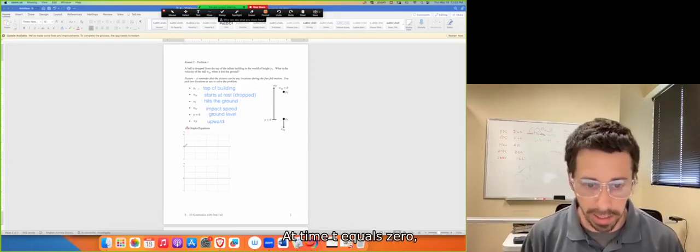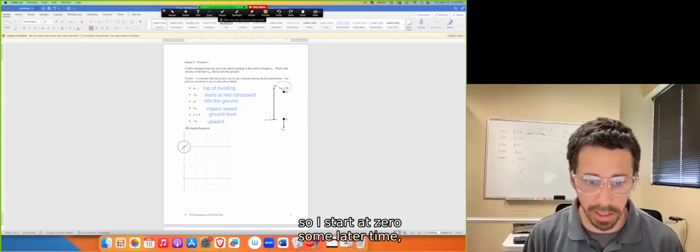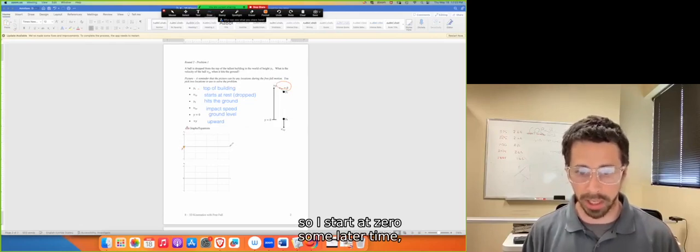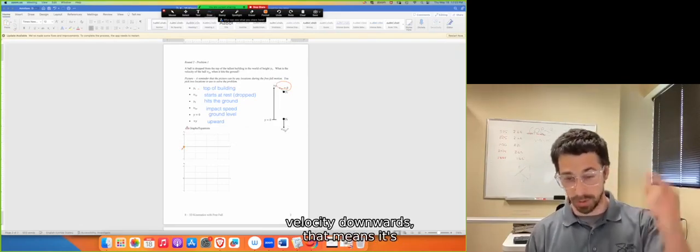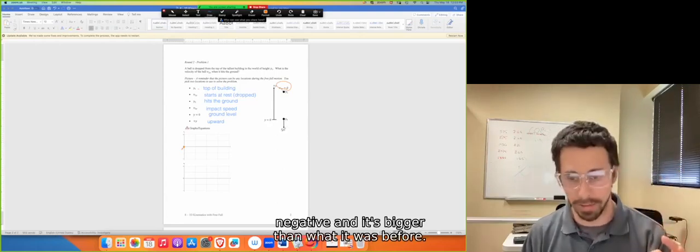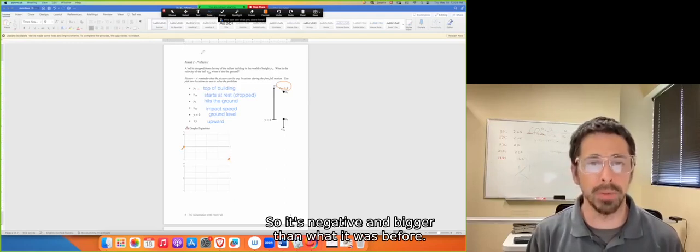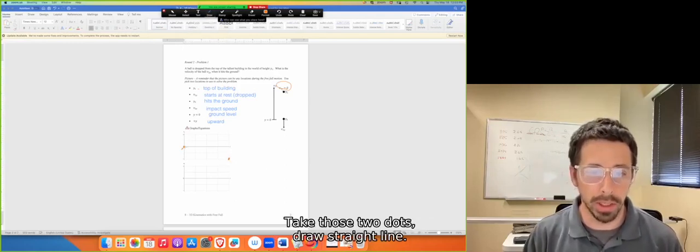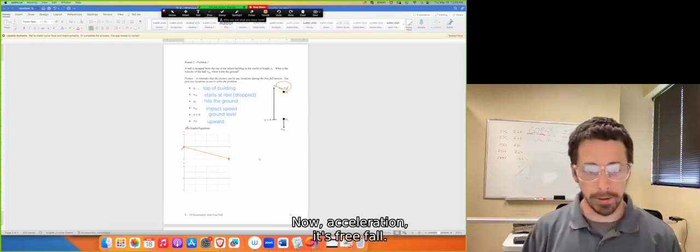Velocity. At time t equals 0, my velocity is 0. So I start at 0. Some later time, I always choose the farthest, I have a velocity that is downwards. Velocity downwards means it's negative, and it's bigger than what it was before. Take those 2 dots, draw a straight line. There you go. Now, acceleration.